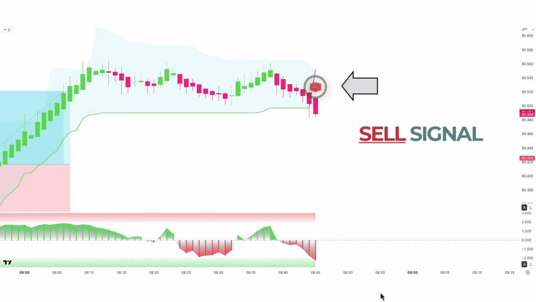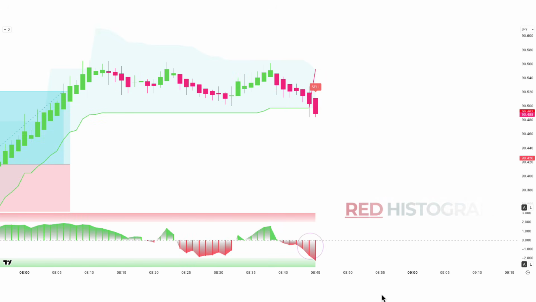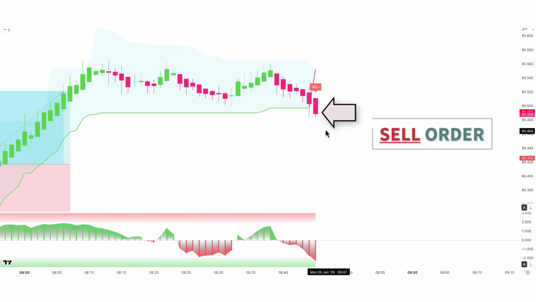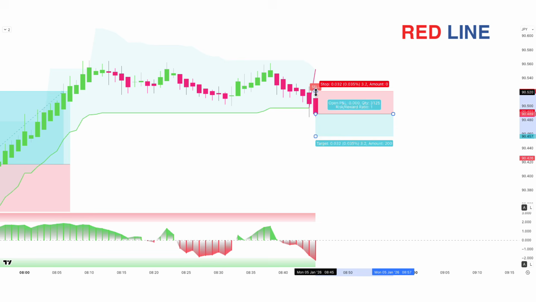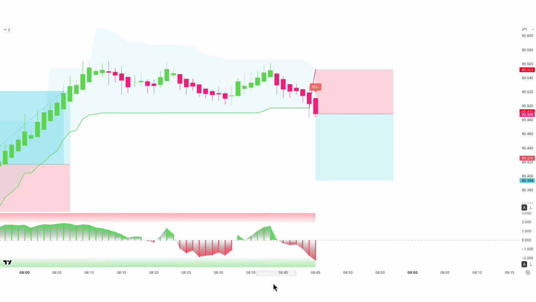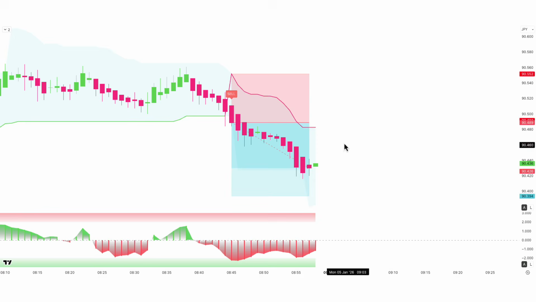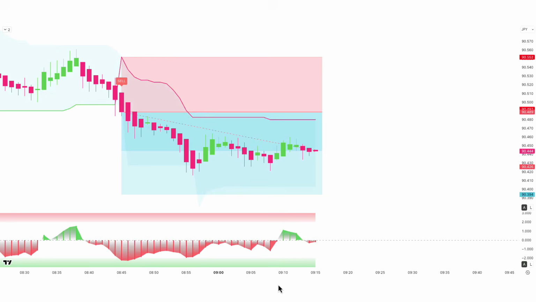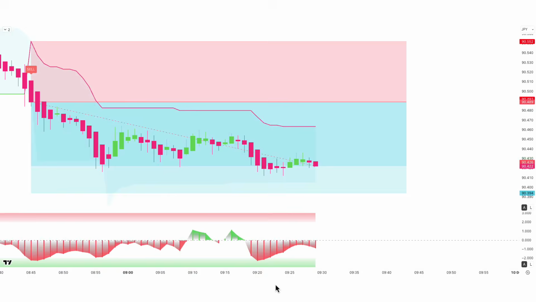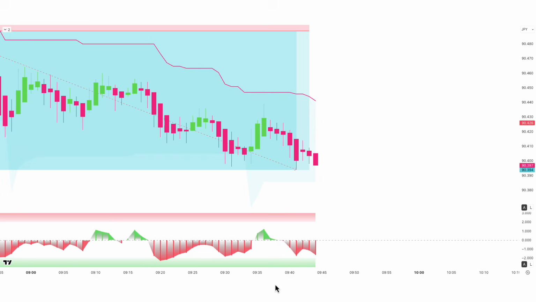Here the Super Trend arrow of this indicator is a sell signal. Here the normalized indicator shows a red area histogram. Here the market has made a bearish candle to give confirmation. So all our conditions are being fulfilled, so we are placing an order to sell. Our stop loss is to be placed at the red line, and the risk to reward ratio will be 1:1.5. Let's see what happens to our trade. Our trade is running in profit. We have won the trade.